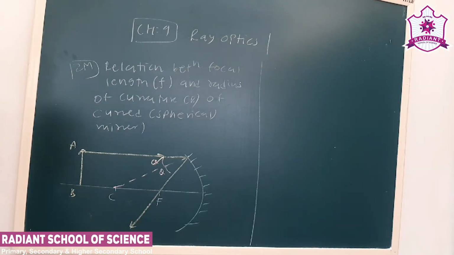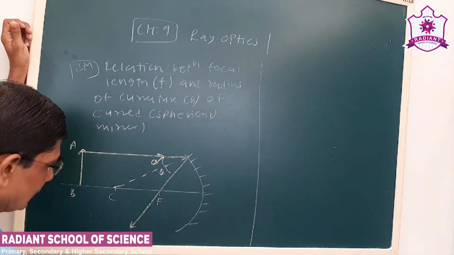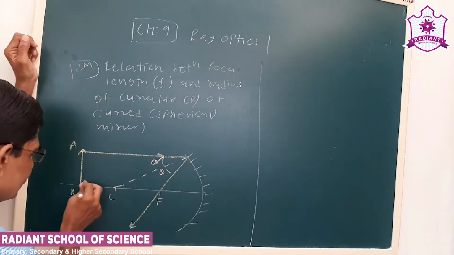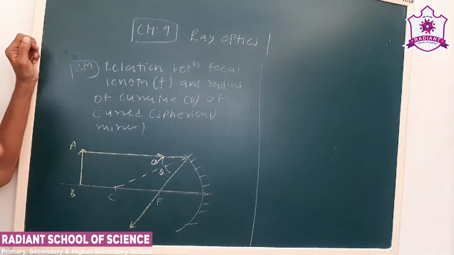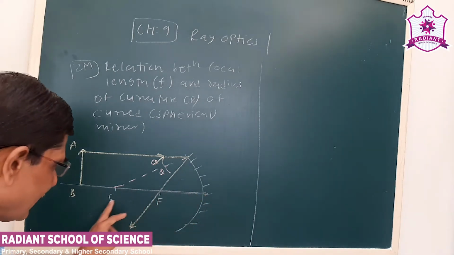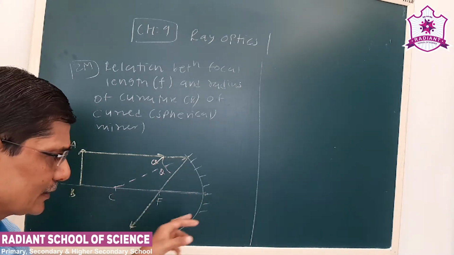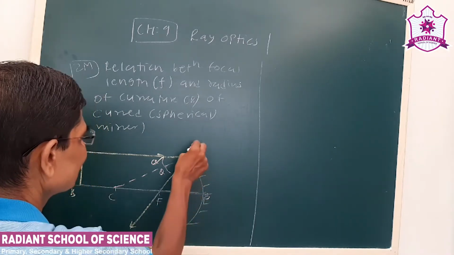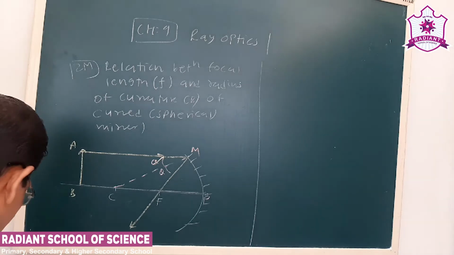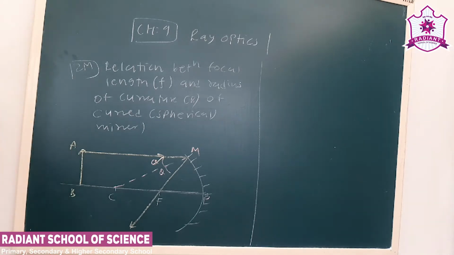Okay, now see, the second ray we can consider like this, which passes through F, or it is a paraxial ray, passes through M. Let us say this is M. Now we have to use the laws of reflection here.